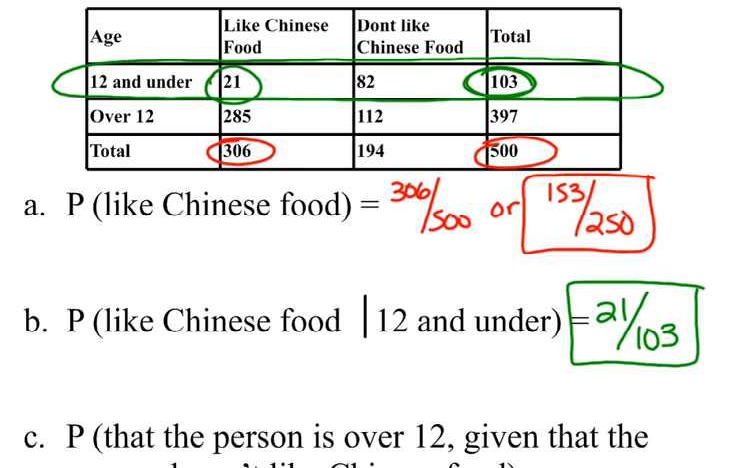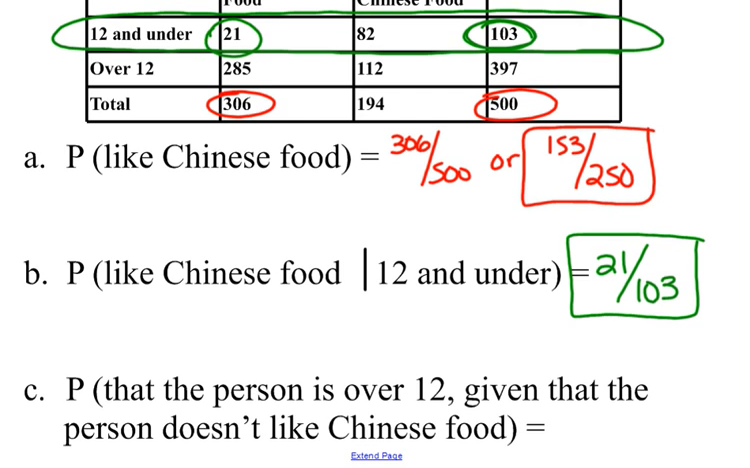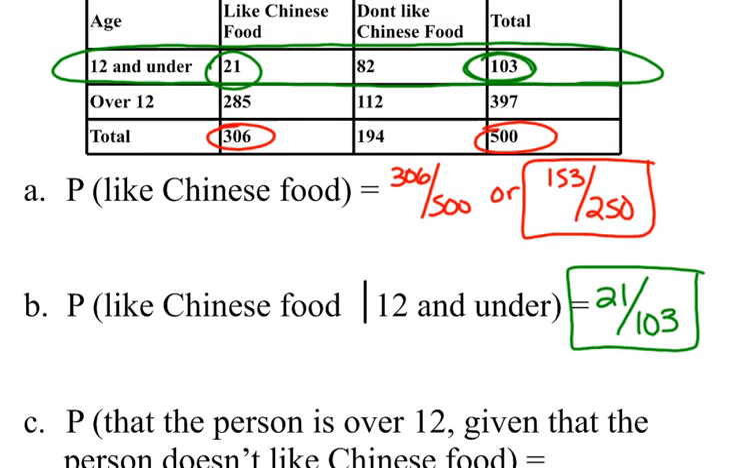Then it says the probability that the person is over 12 given that the person doesn't like Chinese food. So here, the person is over 12 given that the person doesn't like Chinese food. So all we're looking at here is the don't like Chinese food category. That's what they told us. So what they say last is what you think of that. Given that the person doesn't like Chinese food, so there's our given, that column right there. What's the probability that the person is over 12?